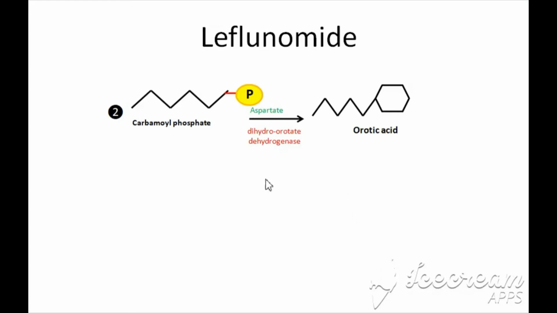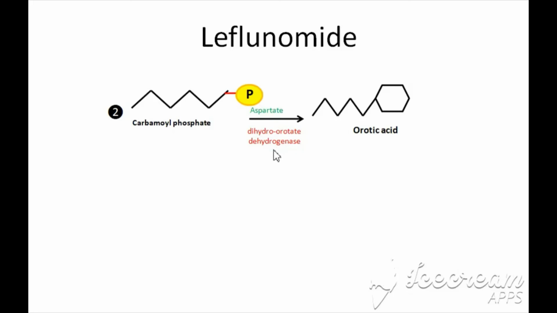Okay, the last drug that we're going to talk about is called leflunomide. Leflunomide is an immunosuppressive drug that is used in rheumatoid arthritis. So how does it work? Remember, in the second step of the pyrimidine synthesis pathway, we convert carbamoyl phosphate to orotic acid. This step is catalyzed by the enzyme dihydroorotate dehydrogenase, and of course aspartate is used in the process. So leflunomide inhibits this enzyme and prevents this reaction from going forward, and of course that's going to inhibit pyrimidine synthesis.